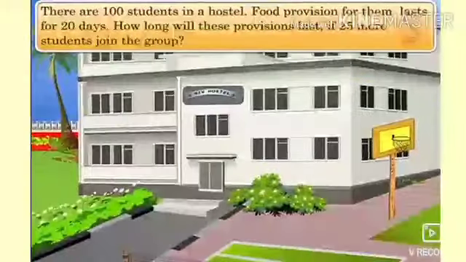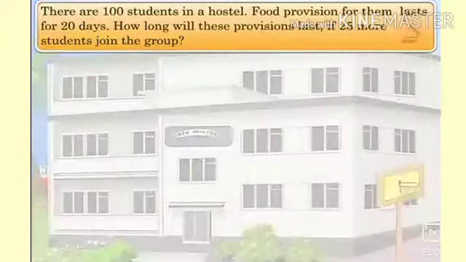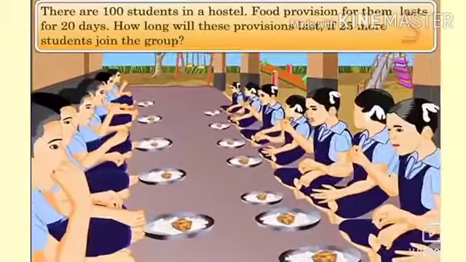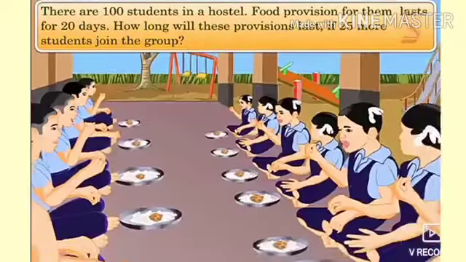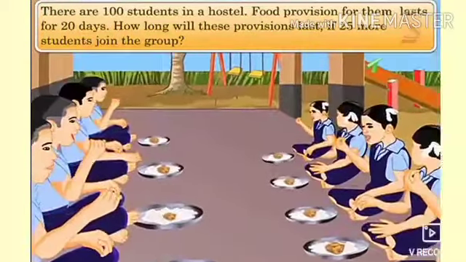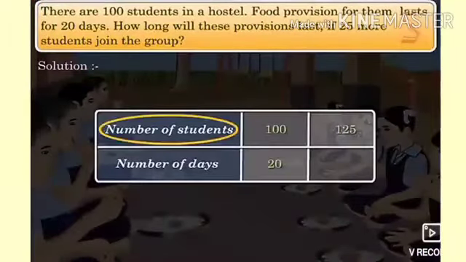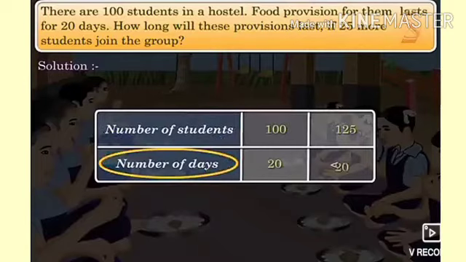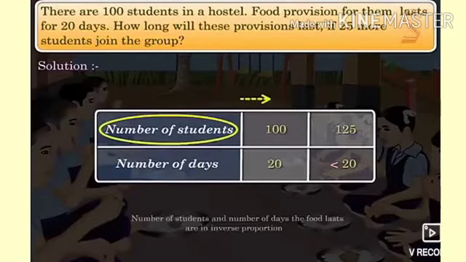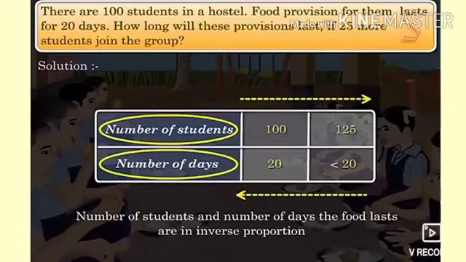There are 100 students in a hostel. Food provision for them lasts for 20 days. How long will these provisions last if 25 more students join the group? We can easily say that when number of students are more, then the food will last for less number of days. Number of students and number of days the food lasts are in inverse proportion.